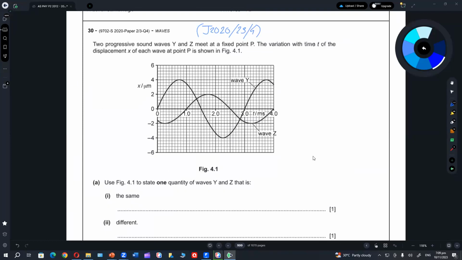Two progressive sound waves Y and Z meet at a fixed point P. The variation with time of the displacement x of each wave at point P is shown.